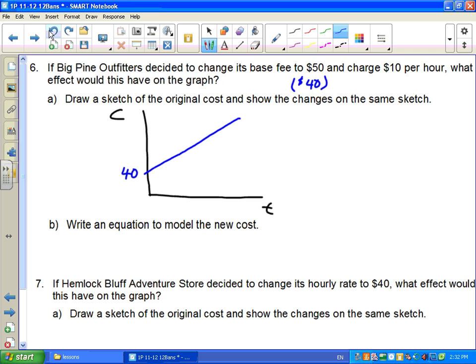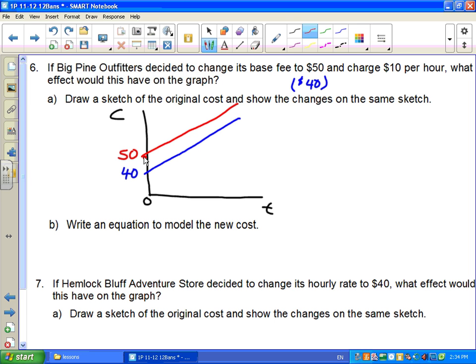What if instead they decide that they're going to charge $50 and still $10? Let's try that. If we change that base fee from 40 to 50, that base fee represents where this graph starts. So instead of starting at time equals 0 at 40, it's going to start up a little bit higher at 50. But we're not changing the $10 per hour, so we're not changing the slope of this line. So we're going to have another line that goes up right beside the other one. These lines are parallel. It just starts a little bit higher up.